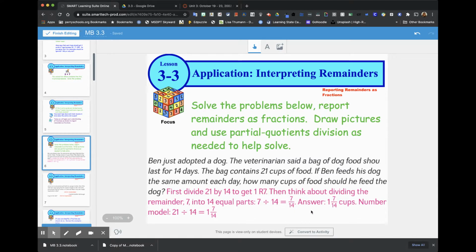So your answer to this is that Ben should feed his dog 1 7/14 cups each day. The number model is 21 divided by 14 equals 1 7/14. Because what you're doing here is taking that 7 and dividing it by 14 days. That's how we know where that 14 comes from.